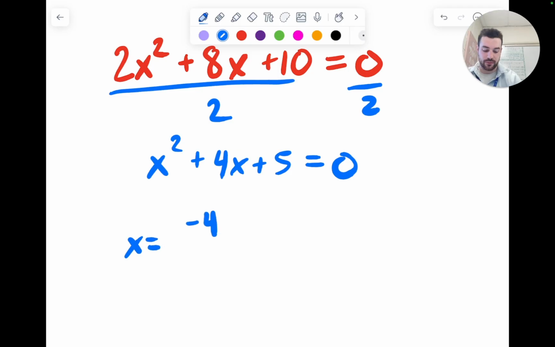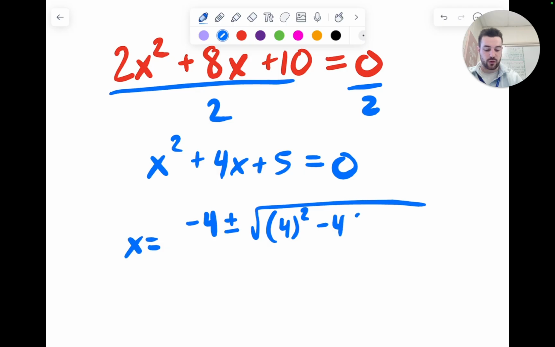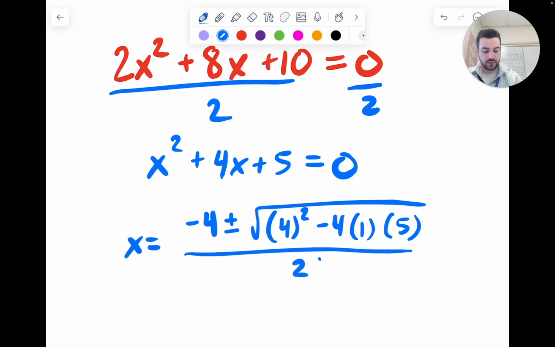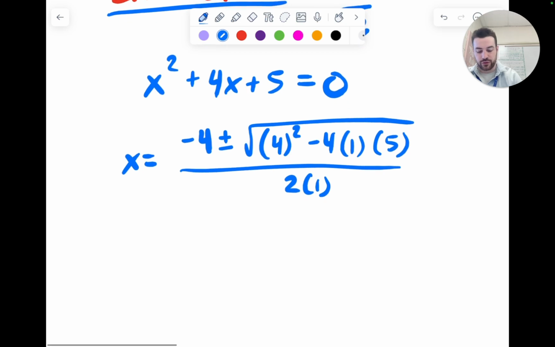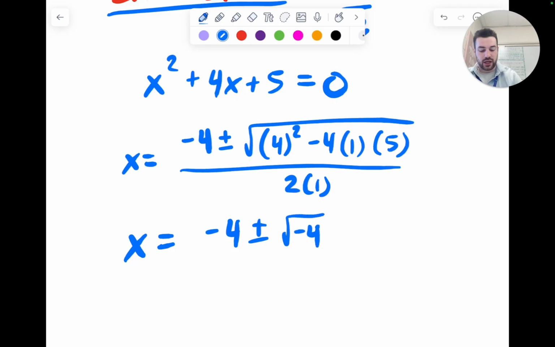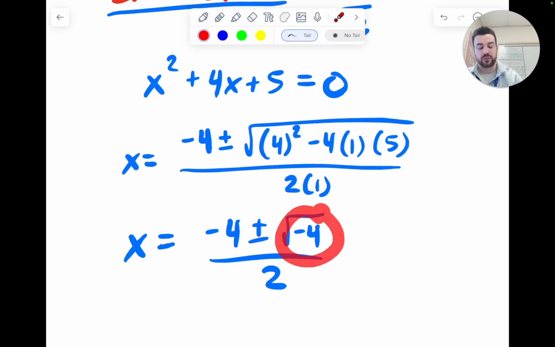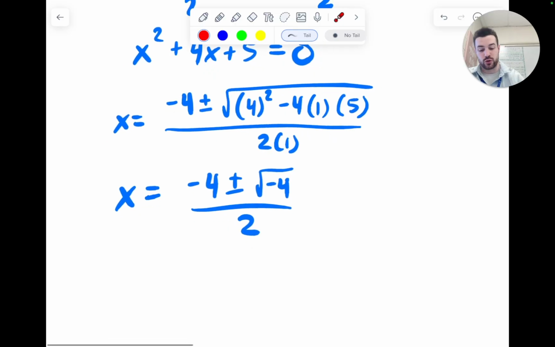We have the opposite of b, plus or minus the square root of b squared minus 4 times a times c, all over 2a. So if I go to simplify, we get a discriminant value of the square root of negative 4. And so therefore, our solution is negative 4 plus or minus the square root of negative 4, divided by 2. Now the problem here is, in our past unit, every time we take the square root of a negative number, which we are ending up doing here, our answer would be no real solution.